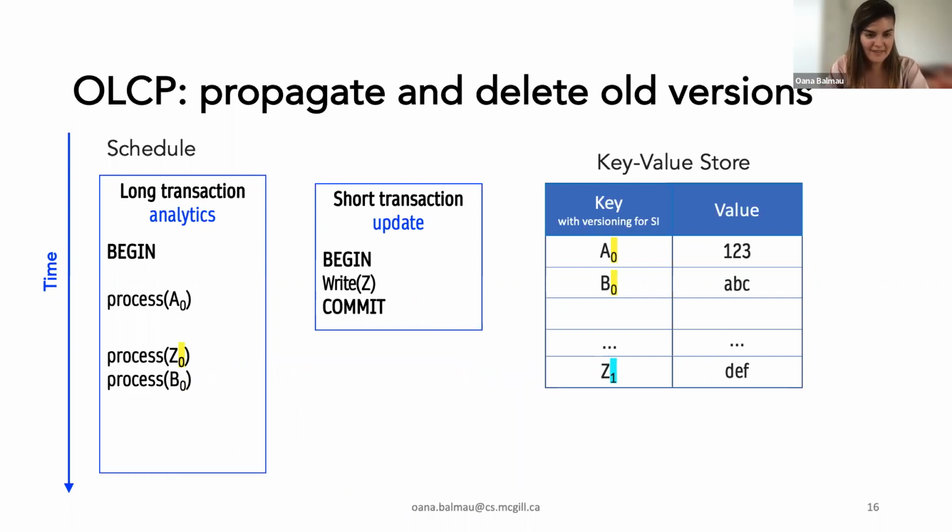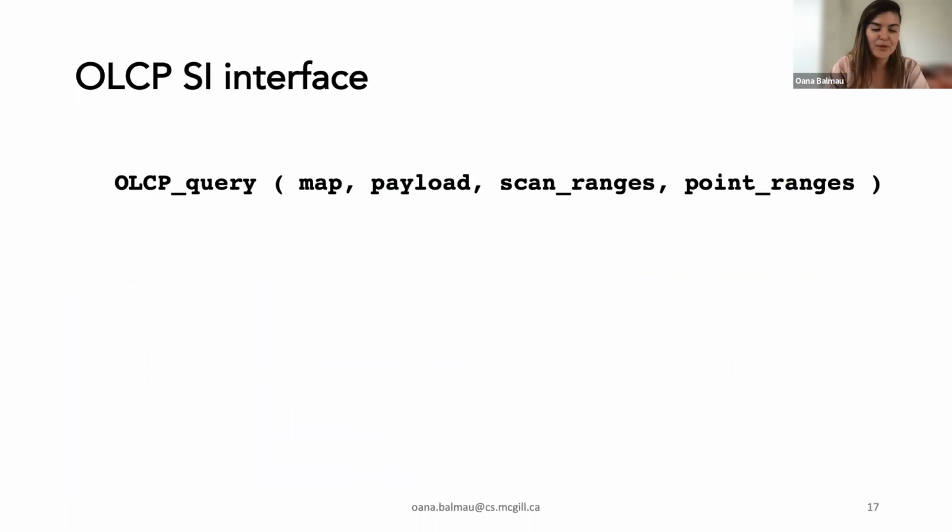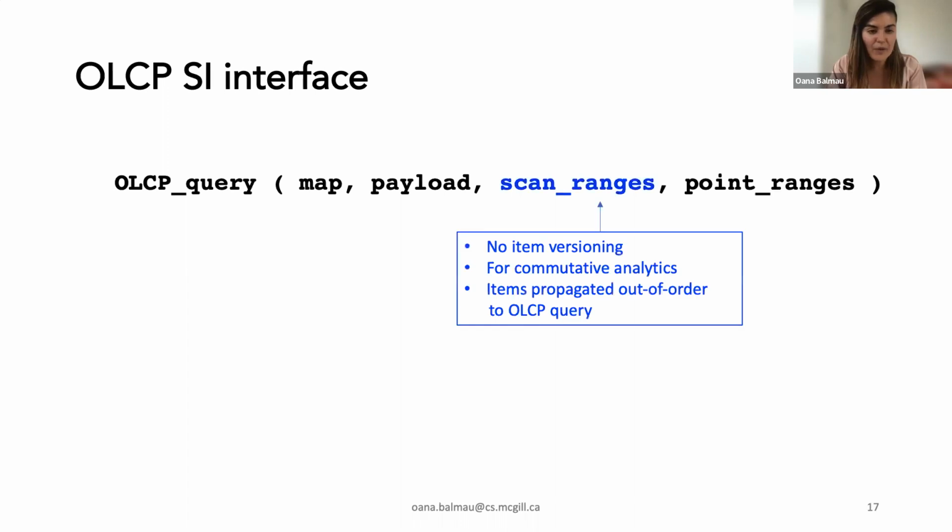All right. So let's move on to how we actually implement this in practice. The OLCP interface is adding a few things to the standard scan that we see in the key value store. I see the question. Let me just go over the interface and then I can go back to it. We see here 4 parameters for the OLCP interface, and I'm going to start by explaining the scan ranges.